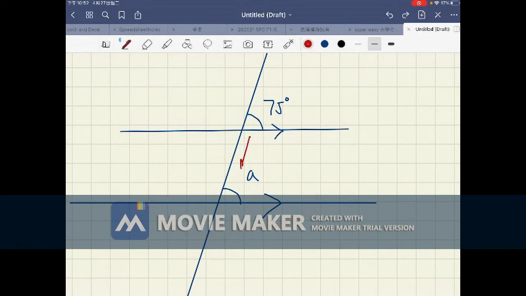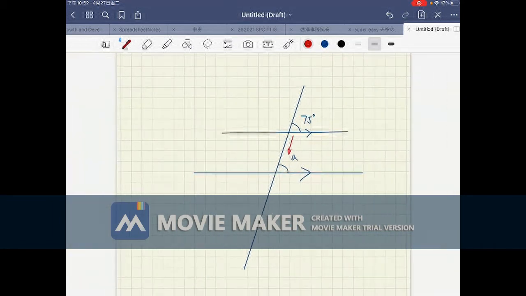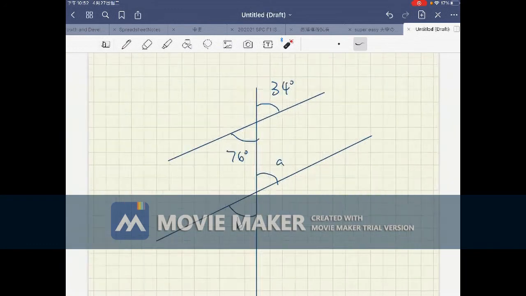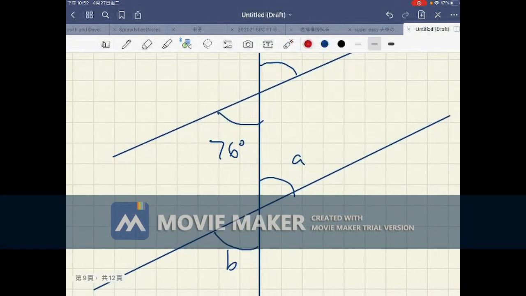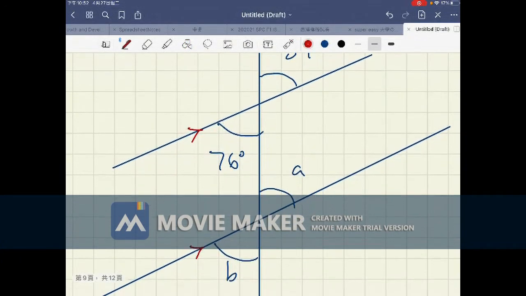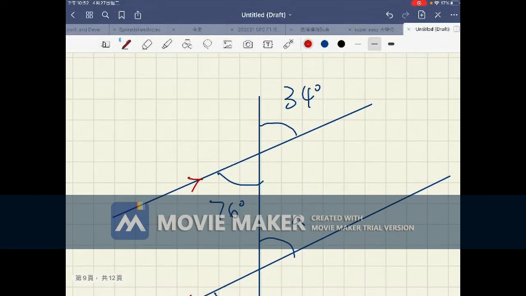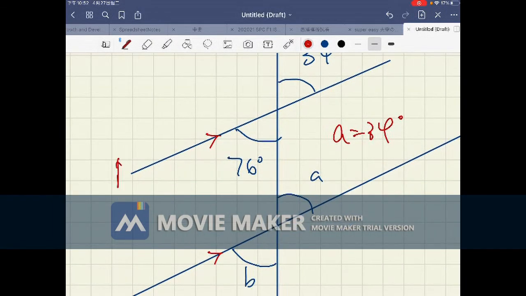It can be translated down to here, since they are parallel lines. Can you see this sign? For example, this one is 34 degrees, since, okay, I forgot to add the sign. Since this one is 34 degrees, and it is a parallel line, according to the corresponding angles, A also equals 34 degrees.